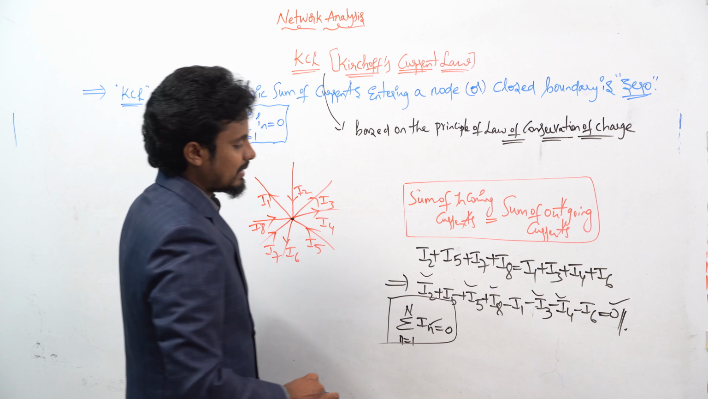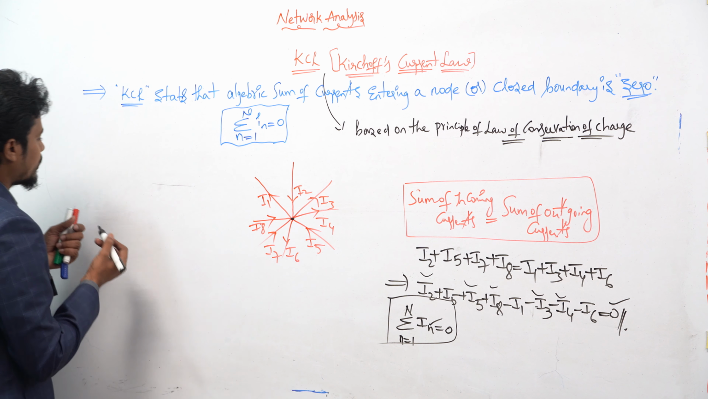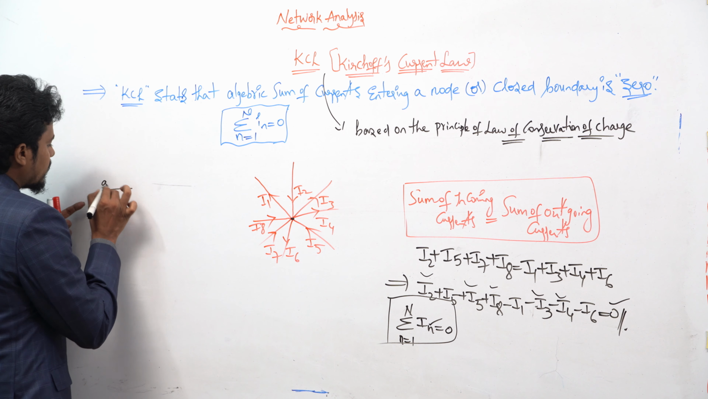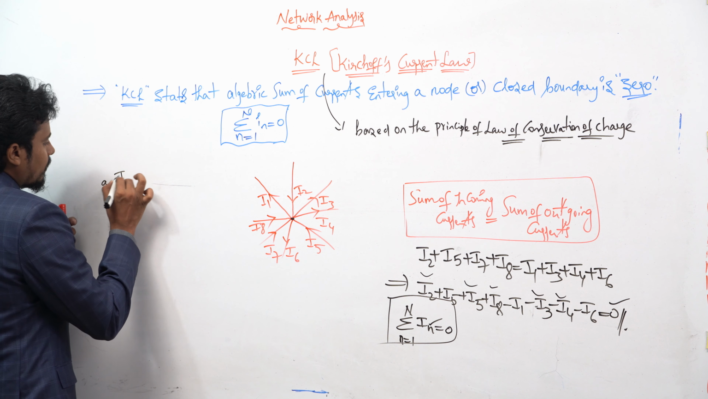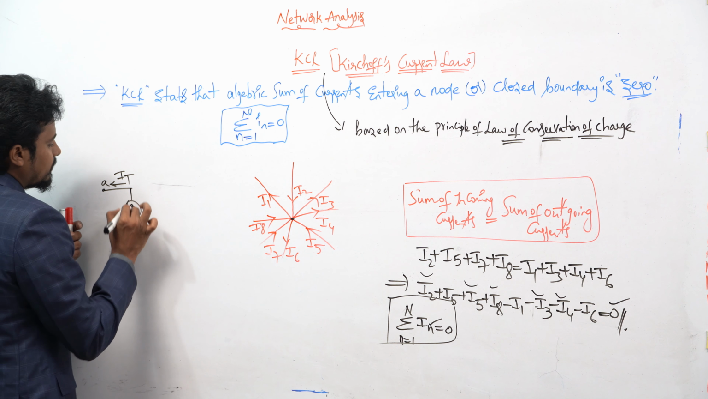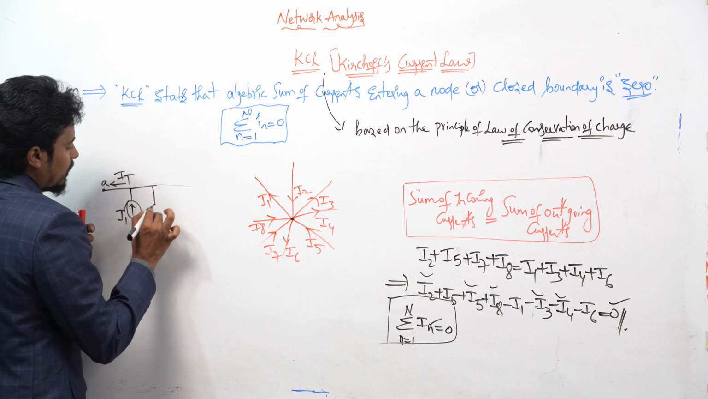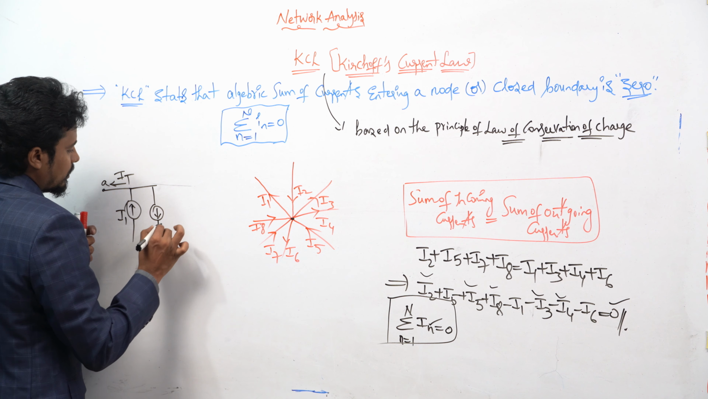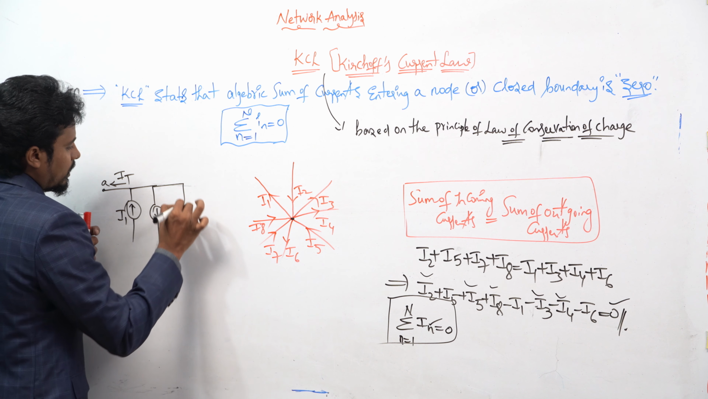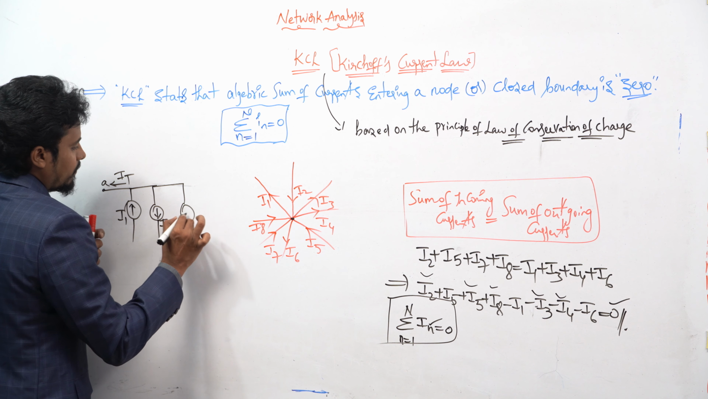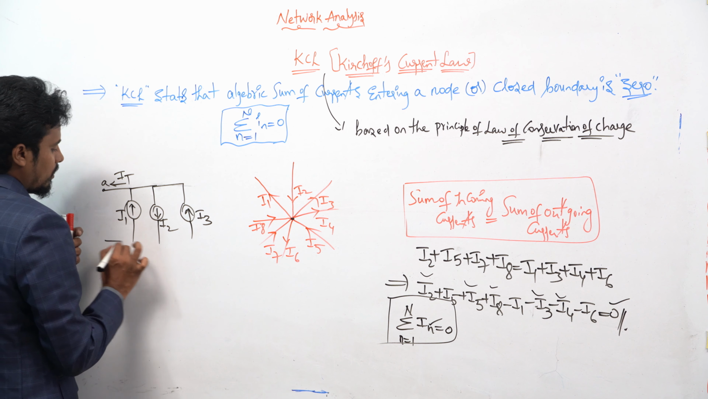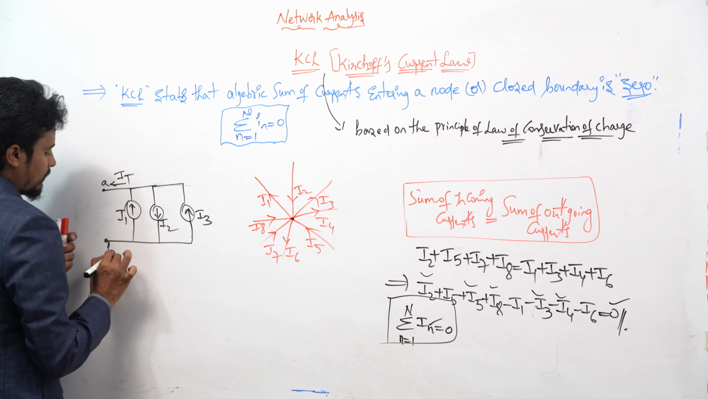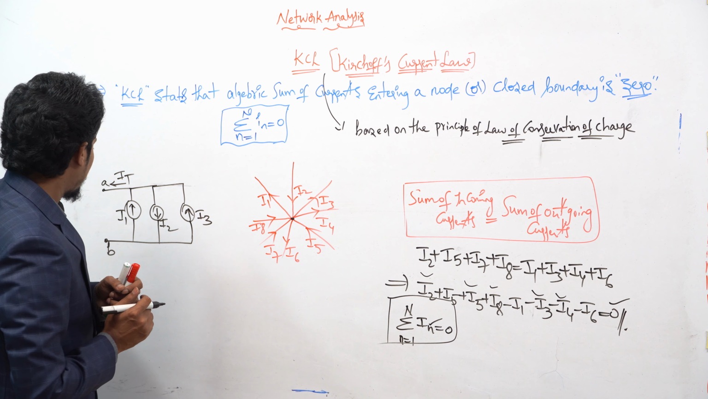Similarly, if you consider a small circuit, here I consider this as my point A, and here this is my current I1, this is my IT, and here I consider my current source, this is my I2, and here another current source, this is my I3. This is your point B.